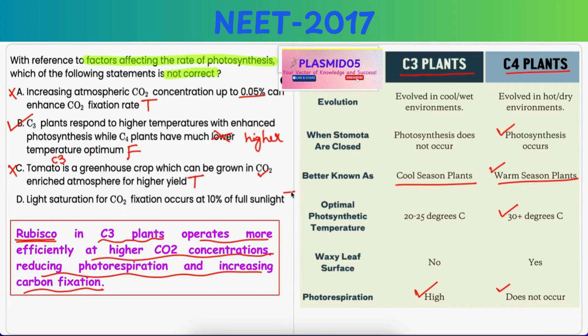This is also true because light saturation for photosynthesis in most plants indeed occurs at 10% of full sunlight. And beyond this level, increasing light intensity does not enhance the rate of photosynthesis significantly because of other factors such as carbon dioxide availability or enzyme activity, which becomes limiting. Hence, it is incorrect option.